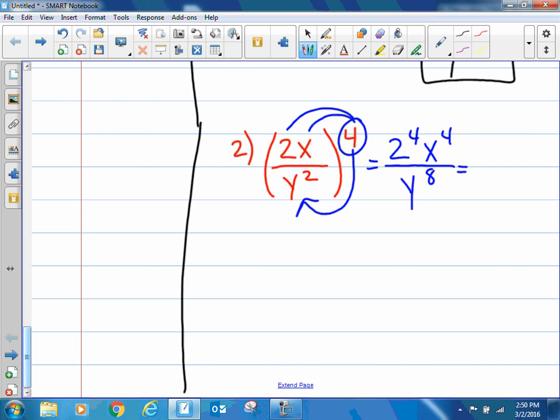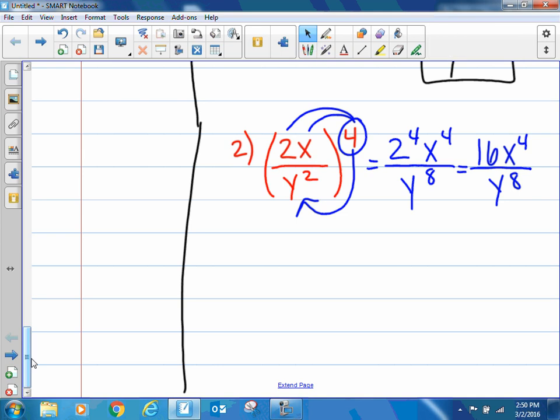Now, I could simplify this even more. I know that 2 to the fourth is 16, so 16 x to the fourth over y to the eighth. I don't have any negative exponents. I don't have any constants raised to an exponent, and I don't have any x and or y on the bottom and top to do any division with.